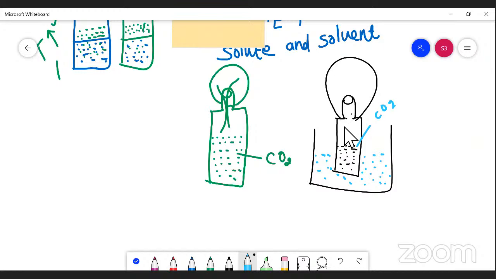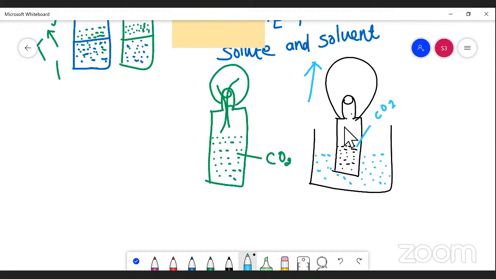If you cover the mouth of the soda bottle with the balloon, it will be inflated in both cases. That is no doubt at all. In both cases, the balloon will inflate, but there is a variation: here the inflating rate will be greater. Why is that? This is the same soda bottle with the same amount of carbon dioxide; there is no change at all. When you open it, the carbon dioxide goes out and inflates the balloon.